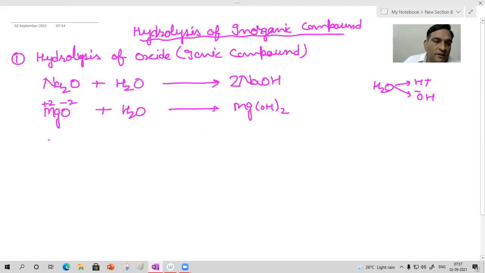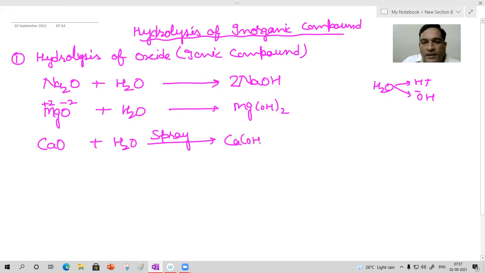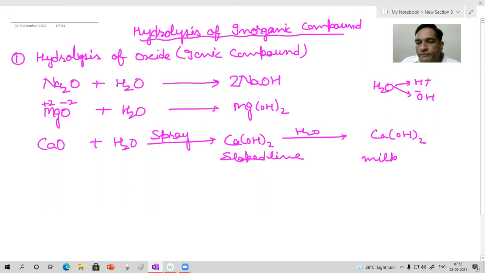Reaction is balanced. Another example is calcium oxide plus H2O. Water is added just as a spray. We are getting calcium hydroxide. This is called slaked lime. Again, we are adding water, my dear. The formula is the same, calcium hydroxide. This is called milk of lime.